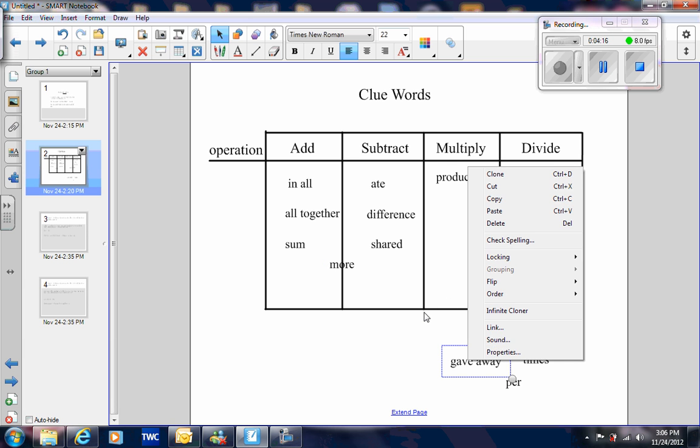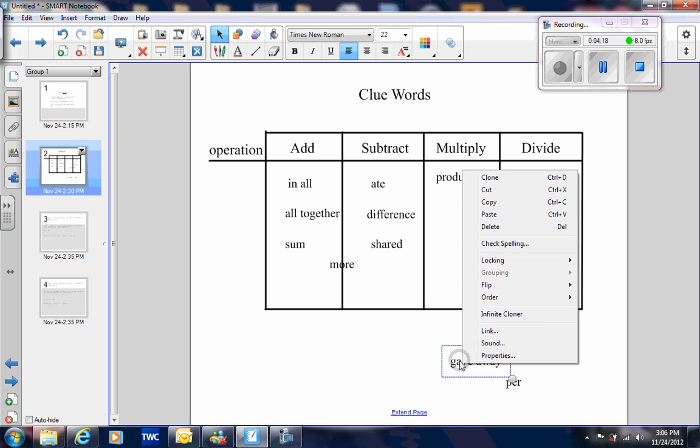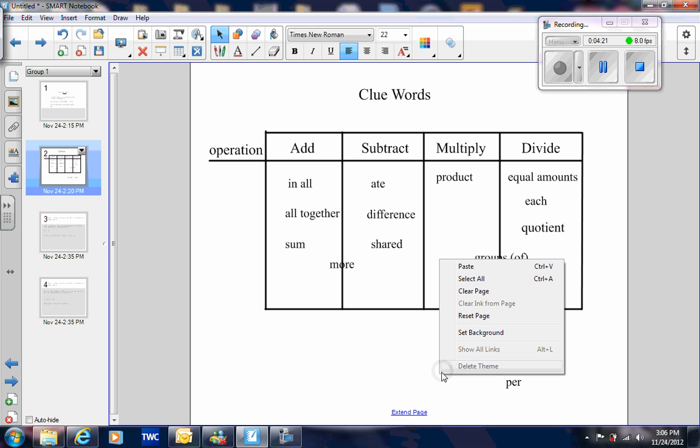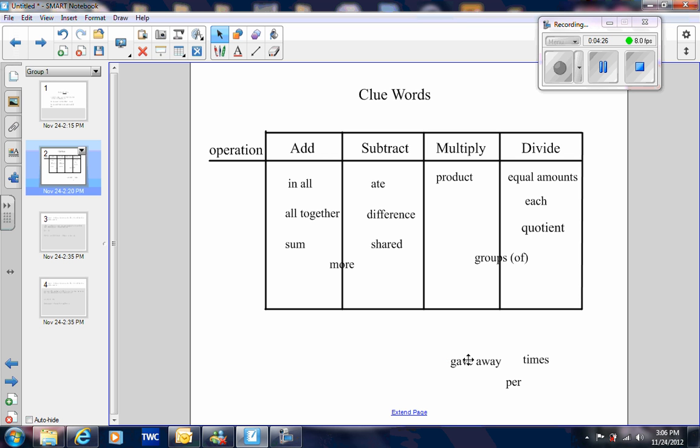Gave away would mean you are, sorry, I'm having some trouble here with this. There we go. Gave away would be taking the amount that you have and then subtracting from the amount that you have. Times is used with multiplying, and per, for instance, miles per gallon, would be dividing. So as you see these words and other words that are similar to them, you use those to decide which operation to use in your equation.